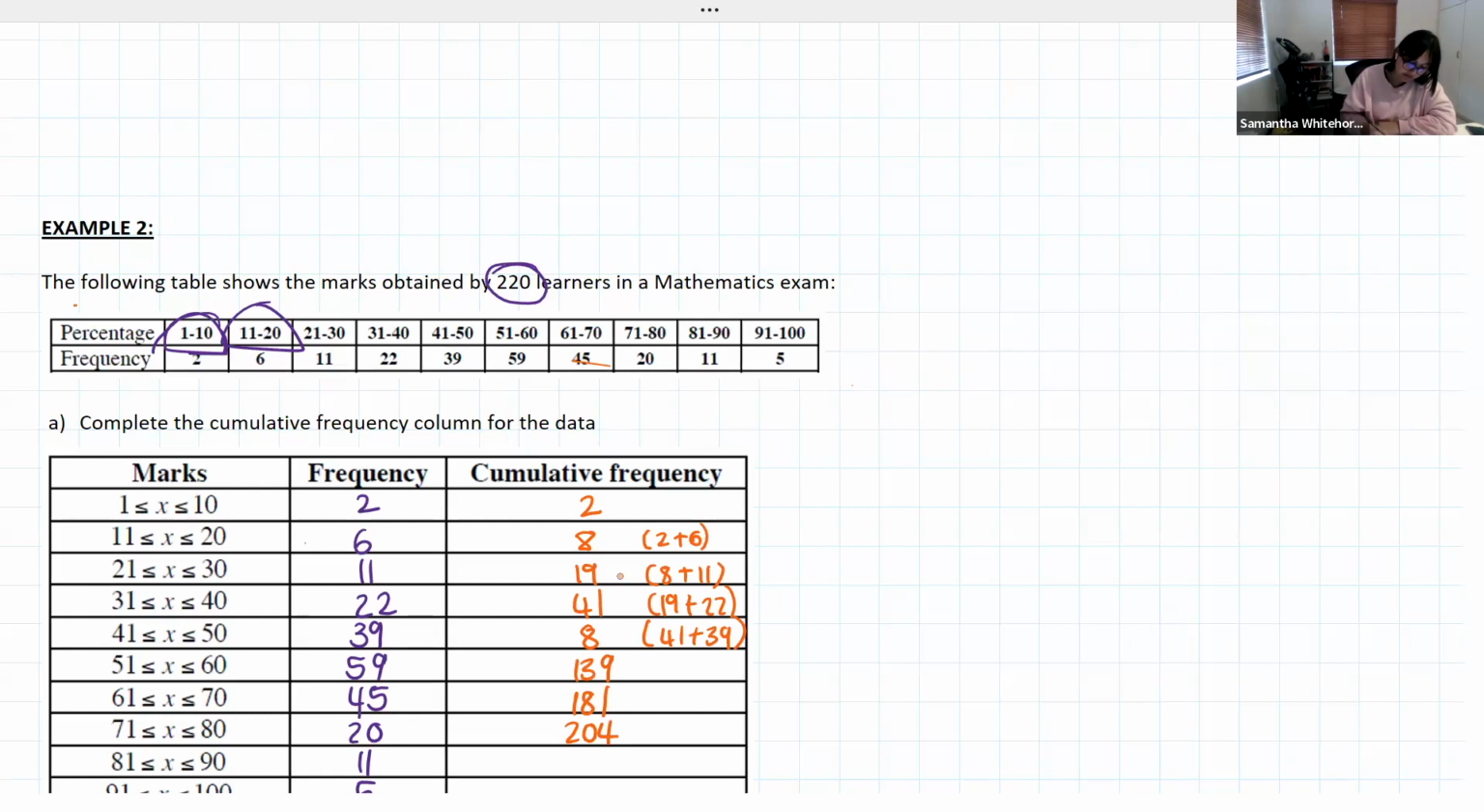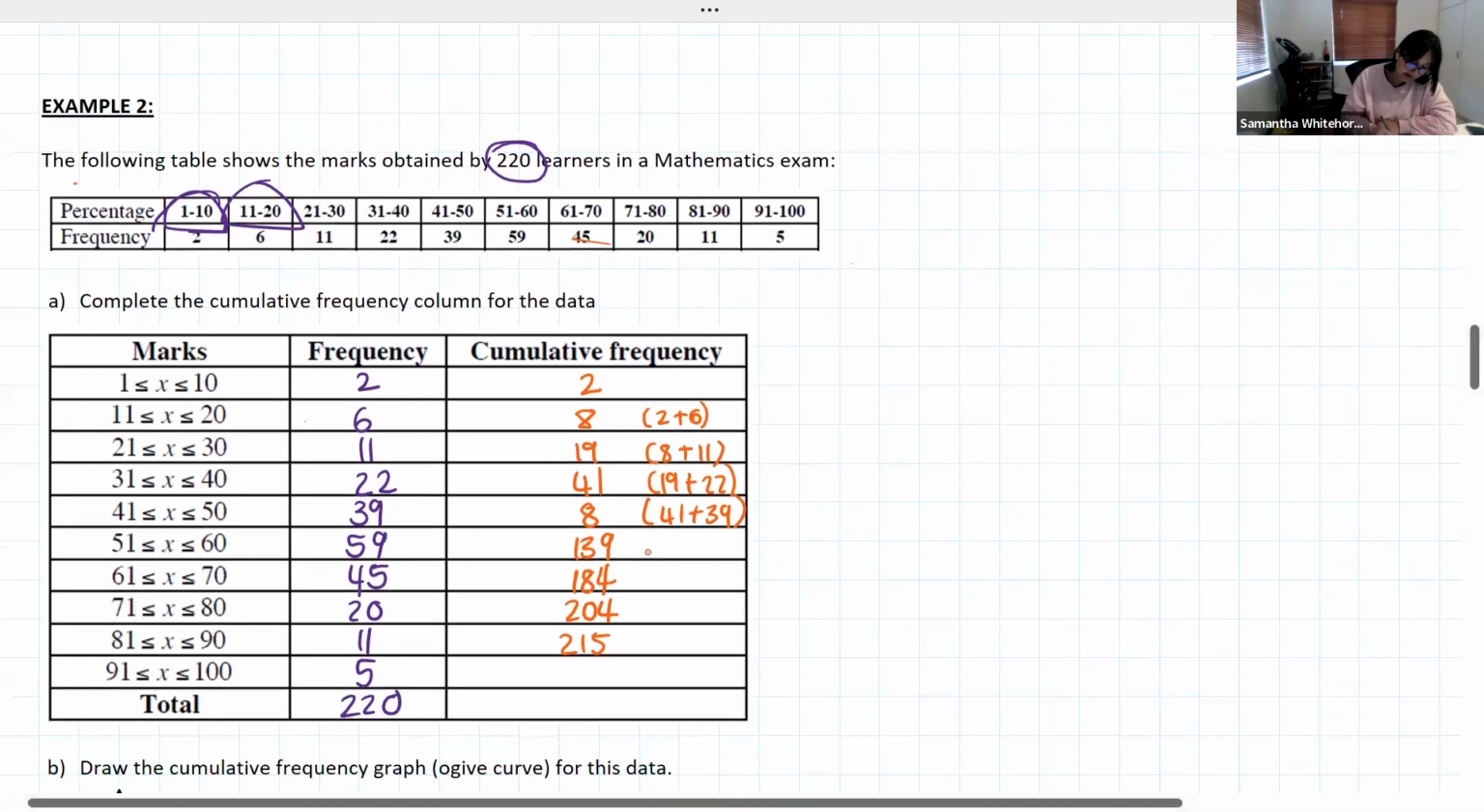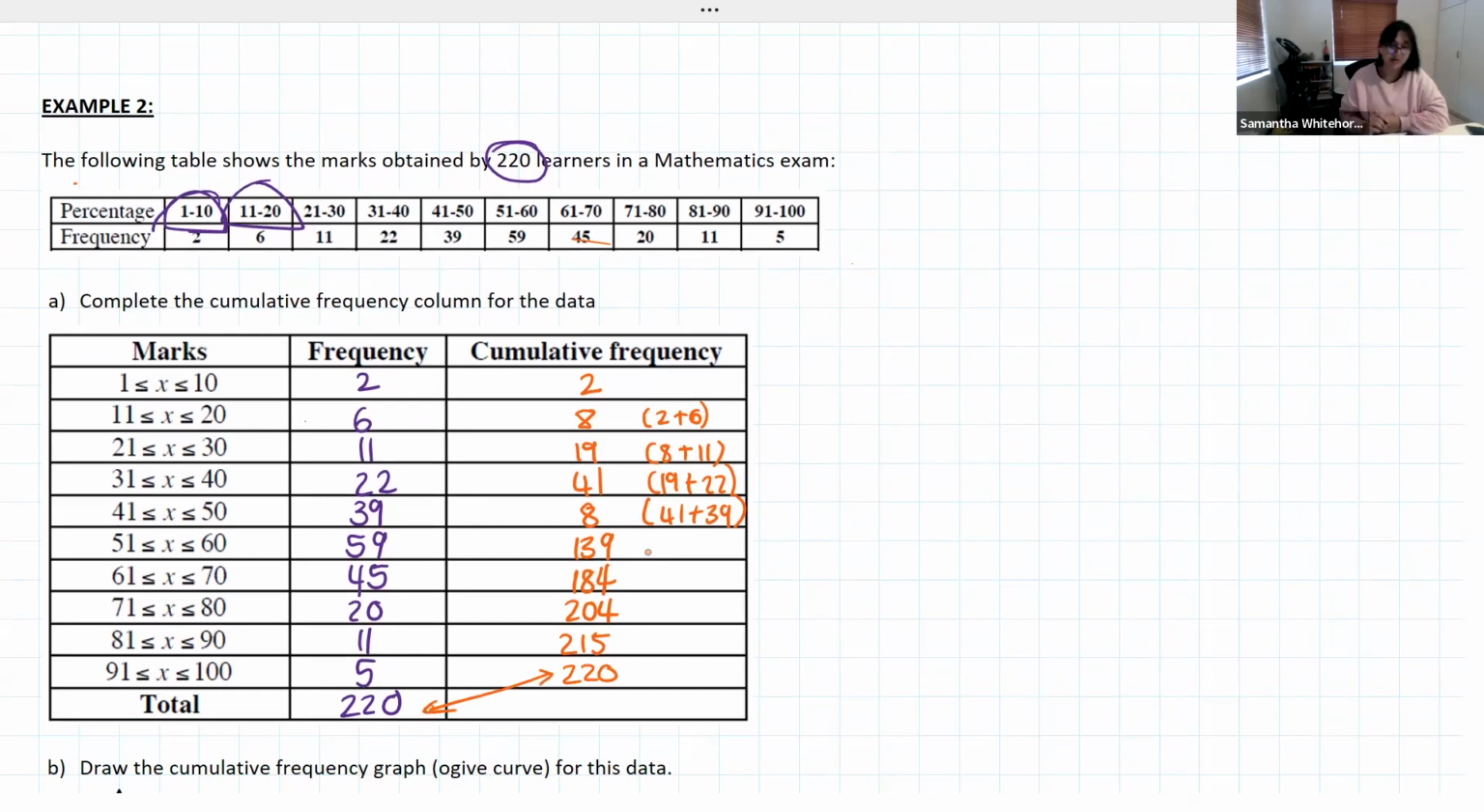Sorry, that's what we're looking for. And then remember the last one, when you add the 215 and the 5, you should get 220, which should match up with your total. Right, so cumulative frequency, you basically just keep adding the next frequency, next frequency, next frequency, and you get your cumulative frequency. Again, think back to what cumulative or accumulate means. You just keep getting more and more frequencies added on.